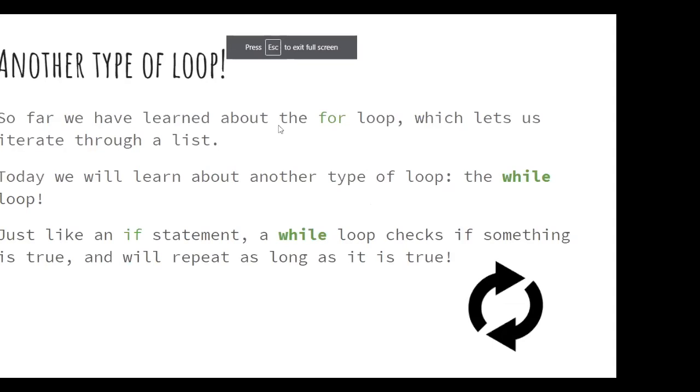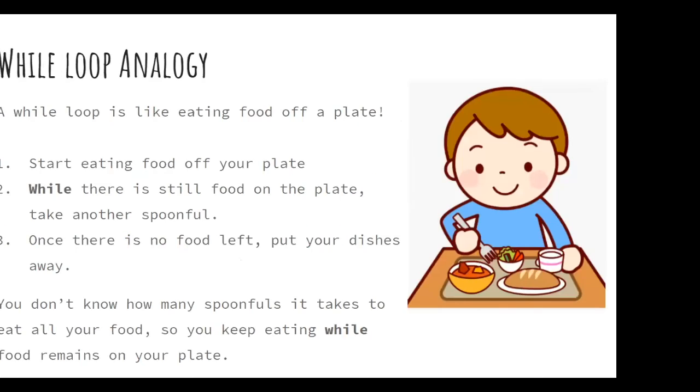All right. So let's talk about another type of loop that is basically the while loop. So far we've learned about the for loop, which lets us iterate through a particular list. So now we will be learning about the while loop. And just like the if statement, a while loop also checks if something is true, and it will repeat the code as long as it is true. So basically we can see that the while loop is a conditional control loop. So it is going to repeat until that particular condition is satisfied.